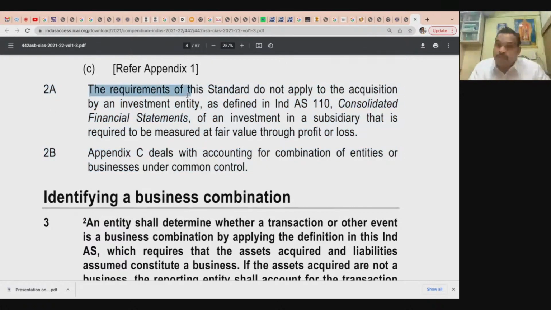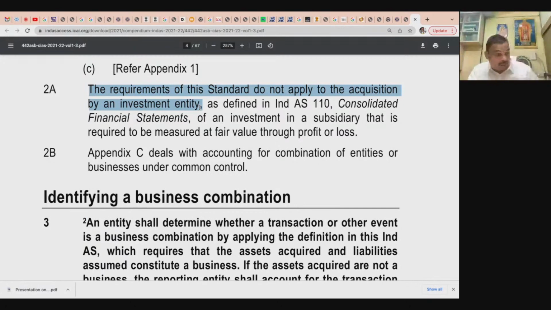So the requirements of the standard do not apply to the acquisition of an investment entity. See, I told you, after 103, you have to go to 110 only. It is like you want to go to Calcutta from Chennai. There are direct flights, but the majority of the flights are not direct. One flight will go and get down at Visakhapatnam. Then another will take off, and again get down at Bhubaneswar. Again it will take off. Then it will go to Calcutta. Sometimes the return also will be like that only.